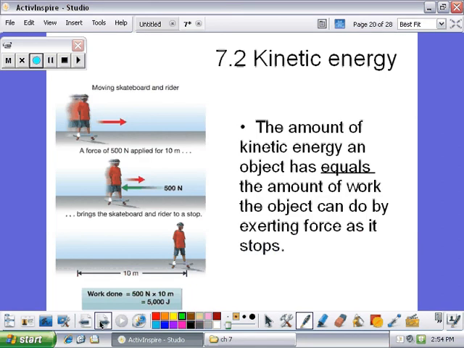Kinetic energy. The amount of kinetic energy an object has equals the amount of work the object can do by exerting force as it stops. So if you look here, a moving skateboard and a rider are going in this direction. You have a force of 500 newtons applied for 10 meters over a distance, and it brings the skateboard rider to a stop. So the work done is your force multiplied by your distance, and that gives you 5,000 joules. And we will visit work again a little bit later. So this is just a little bit of a taste of it.